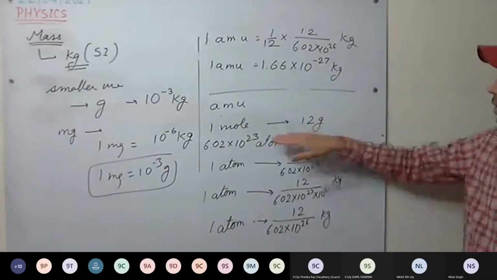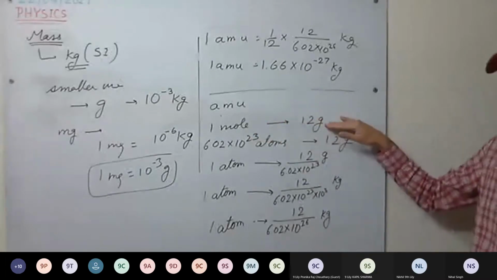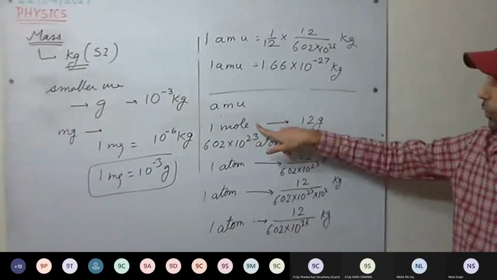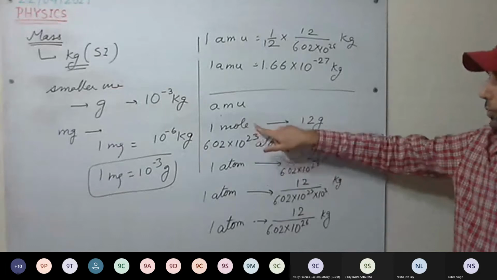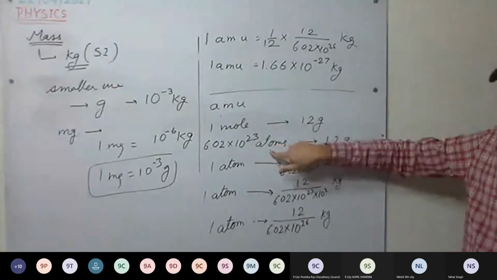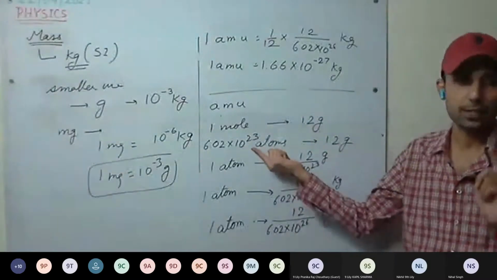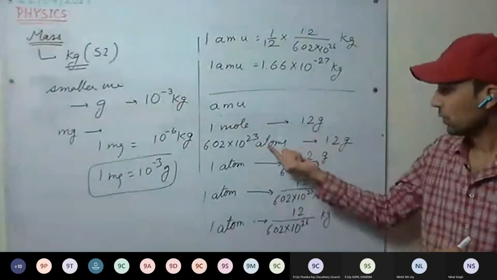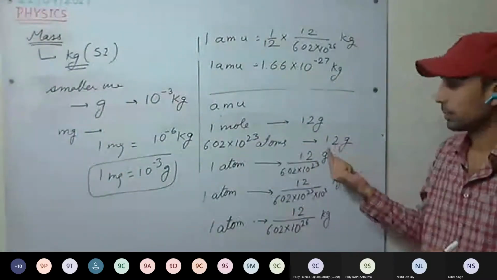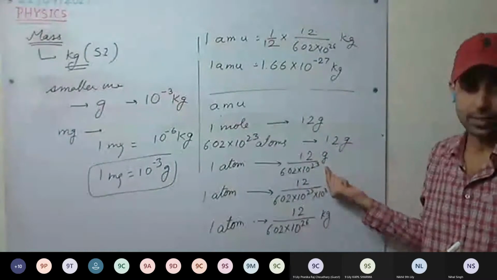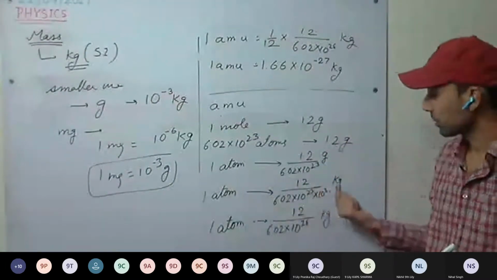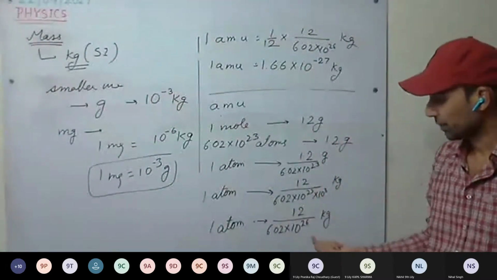So we have started with 1 mole, 12 gram mass. In 1 mole of any substance, this many atoms are there. This is Avogadro number. These many atoms are there in 1 mole of substance. So their mass will be 12 gram. 1 atom mass will be this many grams, and in terms of kg it will be this much.